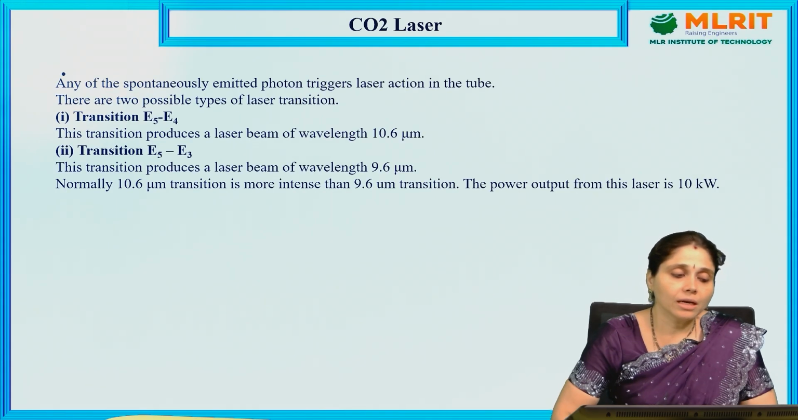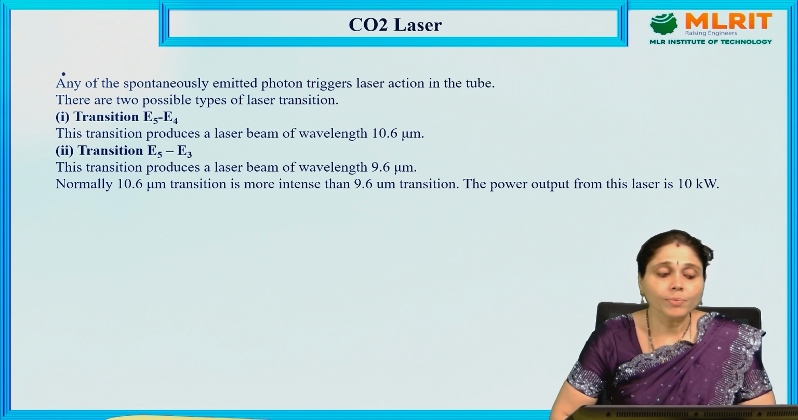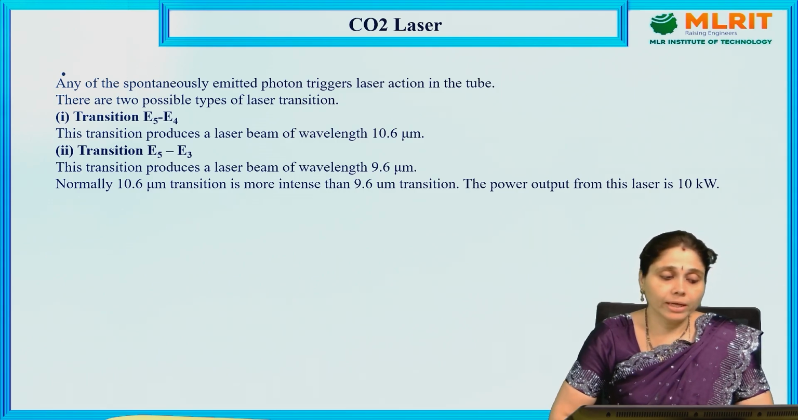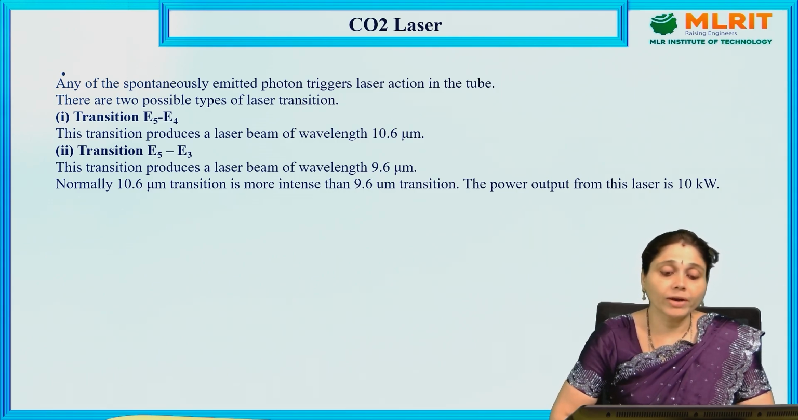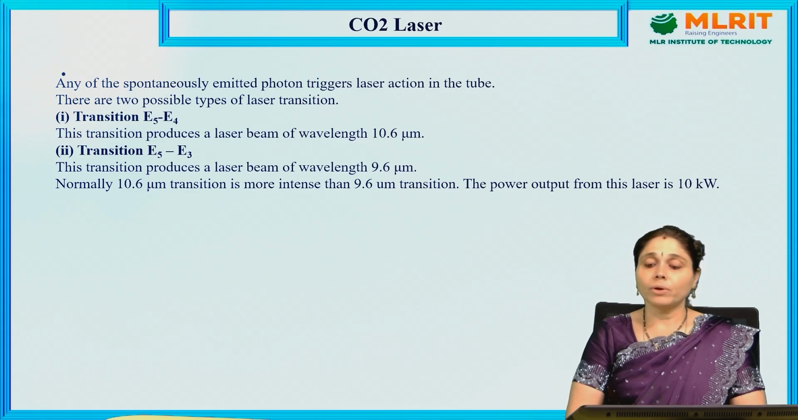Any spontaneously emitted photon triggers the laser action in the tube. There are 2 possible laser transitions. The transition E5 to E4 produces a laser beam of wavelength 10.6 micrometers, and the transition E5 to E3 produces a laser beam of 9.6 micrometers. Normally the 10.6 micrometer transition is more intense than the 9.6 micrometer transition. The power output is 10 kilowatts.